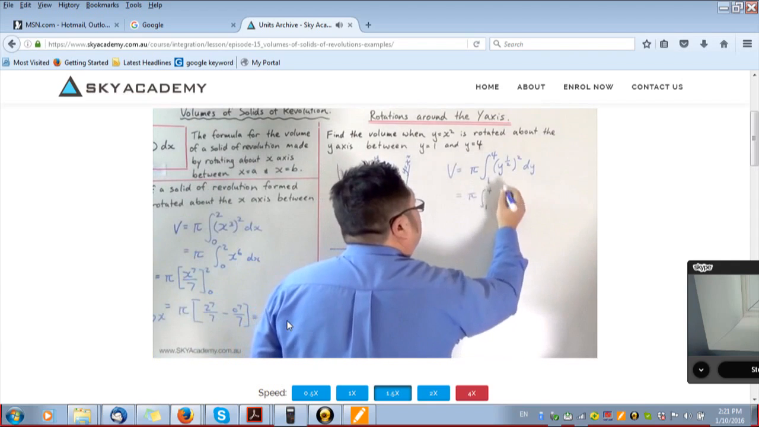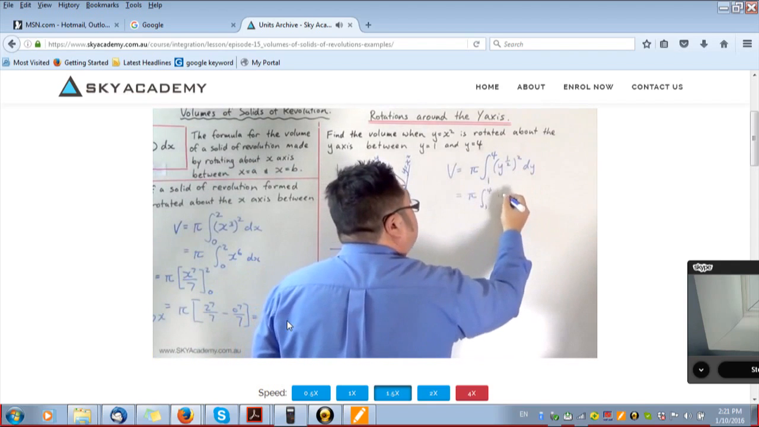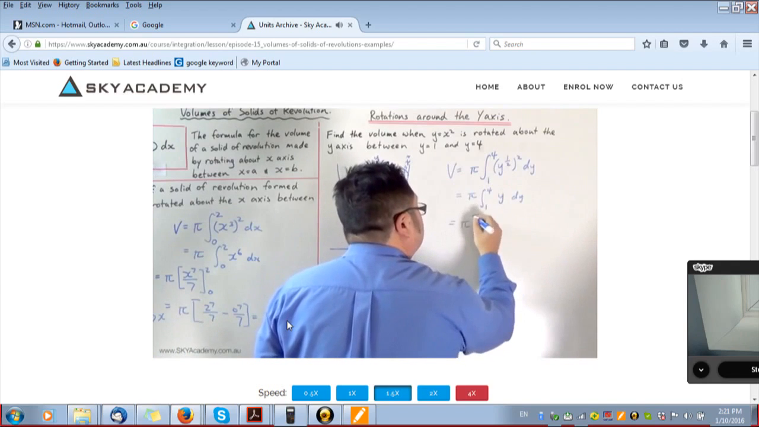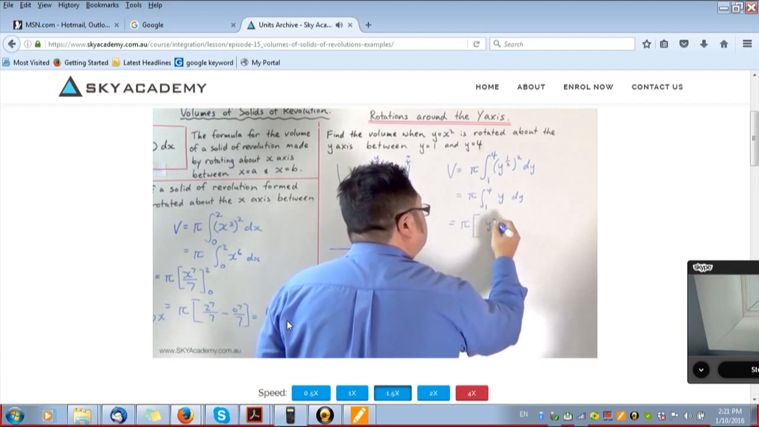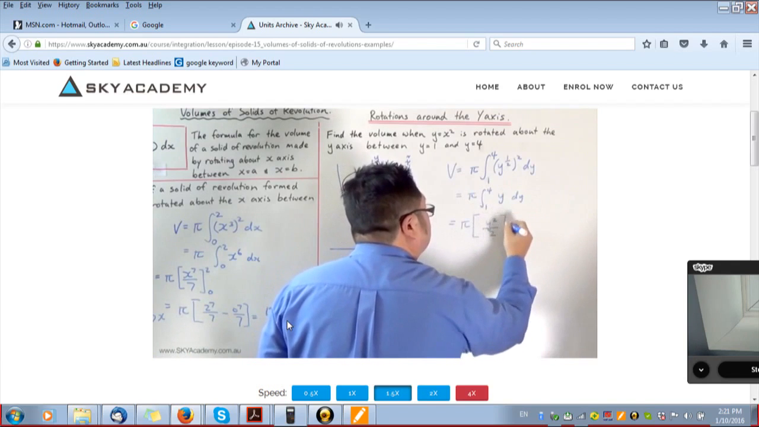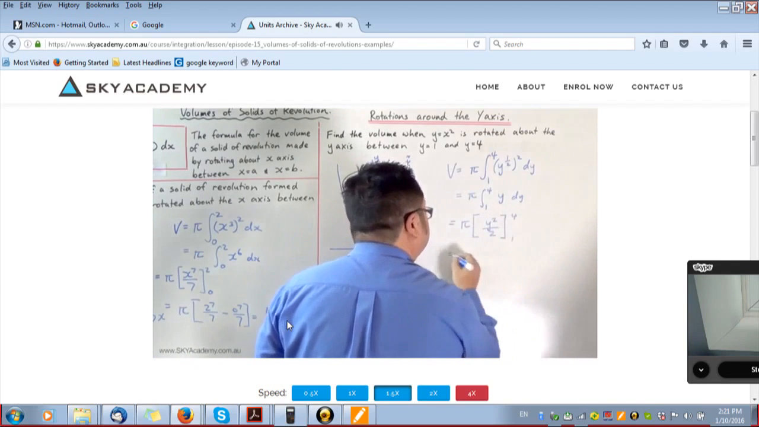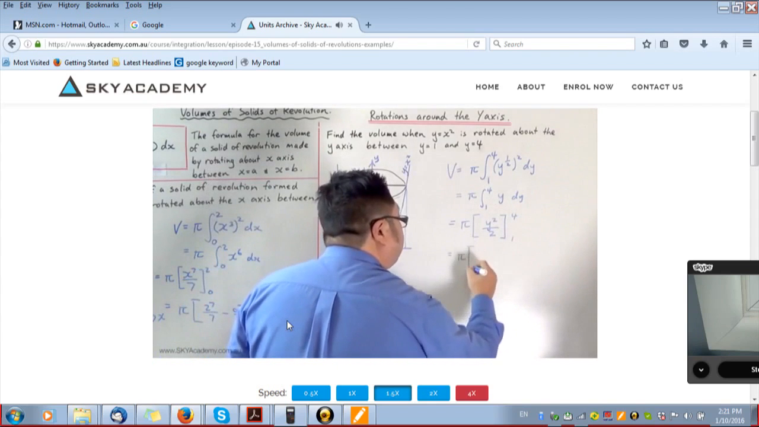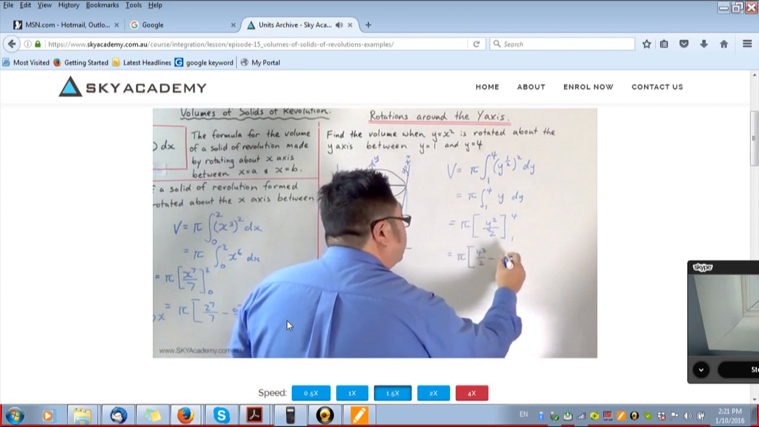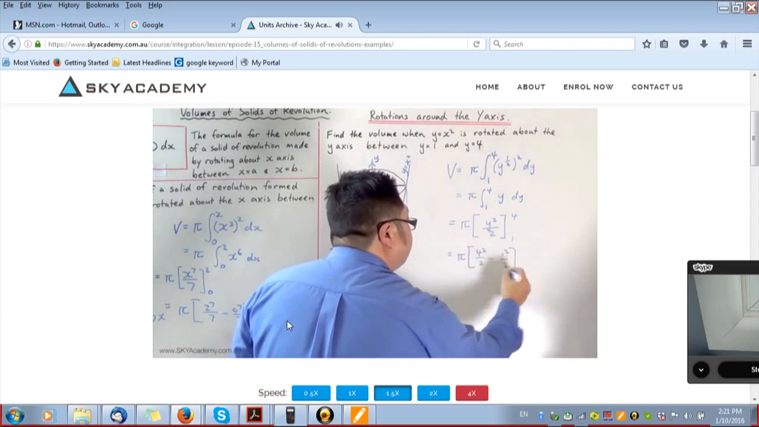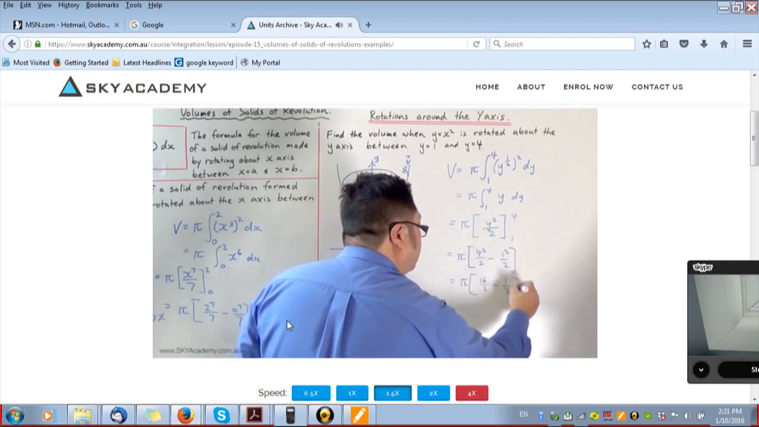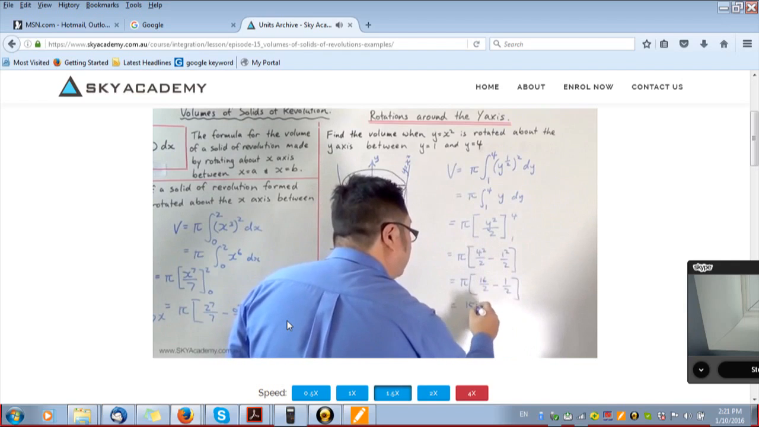Okay? So all of that would equal pi, 1 to 4, y to the power of half to the power of 2 is just y to the power of 1, so y, which gives you pi times y squared on 2. Let's work that out. Pi, 4 squared on 2 minus 1 squared on 2 gives you pi, 16 on 2 minus 1 on 2, which gives you 15 pi on 2.